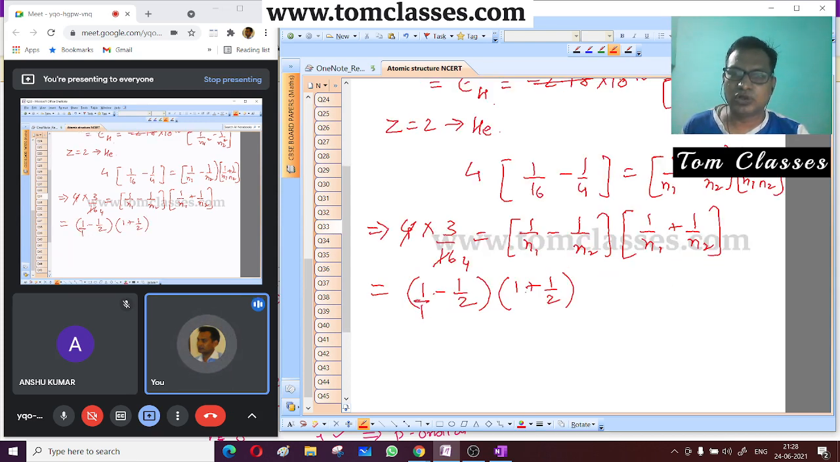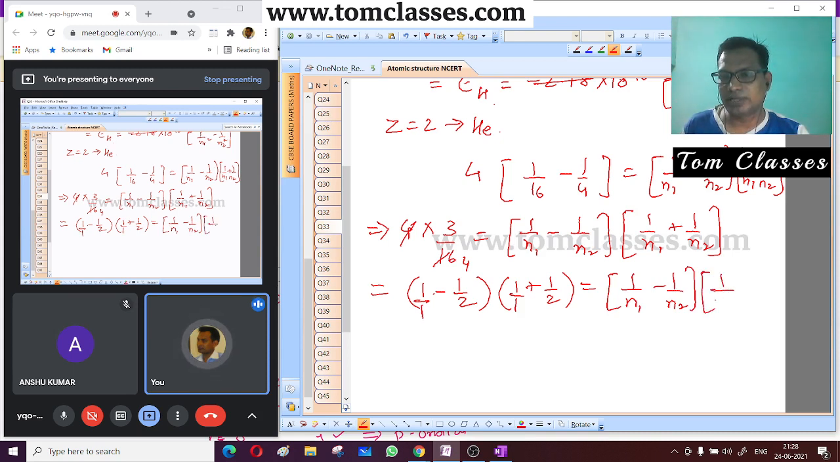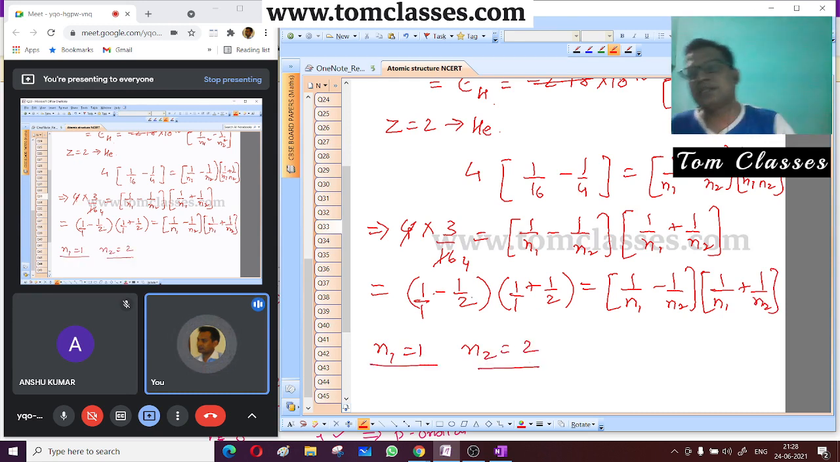So these are the solution set which are quite visible from here. 1 by n1 minus 1 upon n2, okay, they are in same format, right? 1 by n1 plus 1 by n2, right? So in that case we will see that the transition is going to be n1 is equal to 1 and n2 is equal to 2, right? Is that okay? But if the energy is some other value, then you have to guess those values, right?